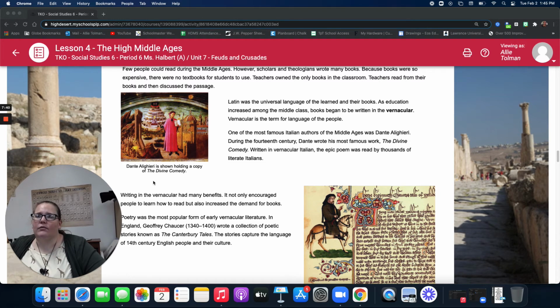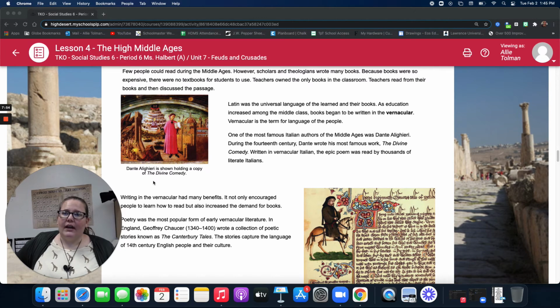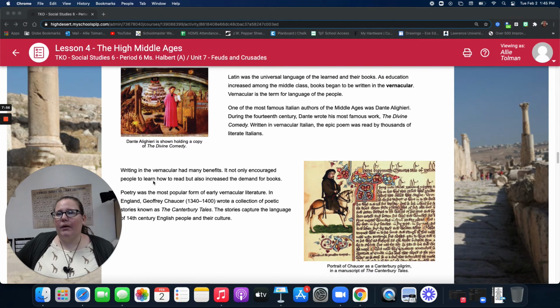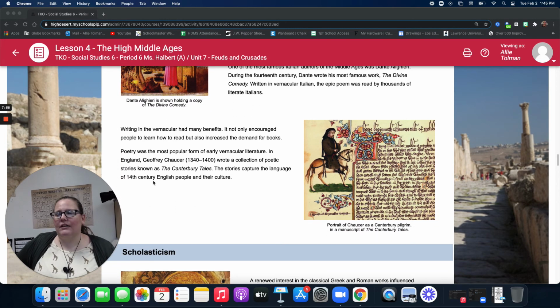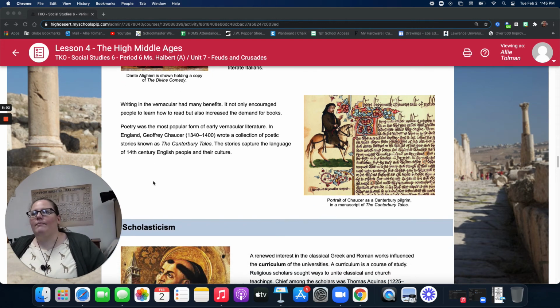Vernacular is the term for the language of the people. One of the most famous Italian authors of the Middle Ages was Dante Alighieri. During the 14th century, Dante wrote his most famous work, the Divine Comedy. Written in vernacular Italian, the epic poem was read by thousands of illiterate Italians. Writing in the vernacular had many benefits. It not only encouraged people to learn how to read, but also increased the demand for books.